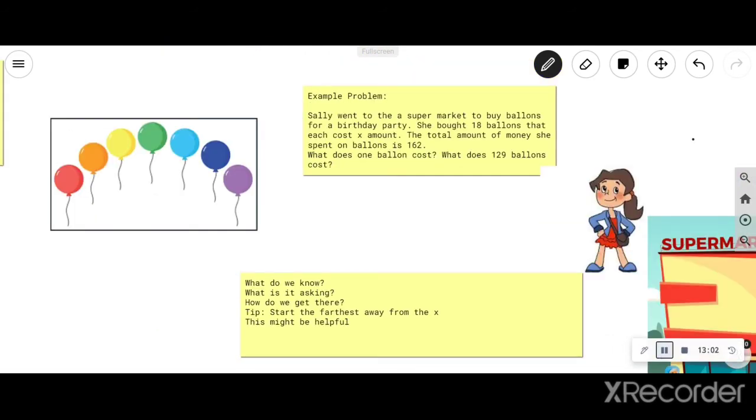Okay, so an example problem, a very simple one, would be: Sally went to the supermarket to buy balloons for a birthday party. She bought 18 balloons that each cost X amount. The total amount of money she spent on balloons was $162. What does one balloon cost? What do 192 balloons cost? I'll give you a second to stop the video and answer the questions.